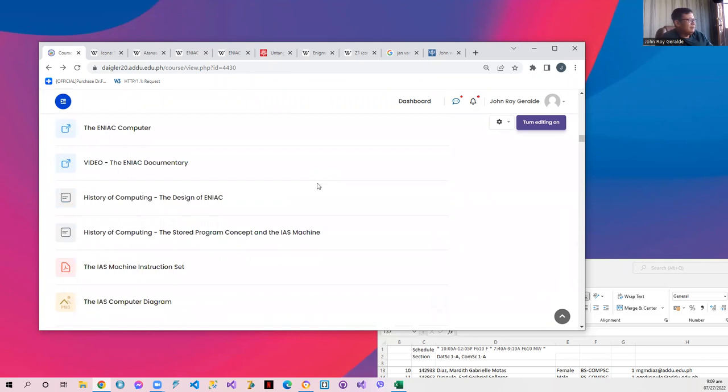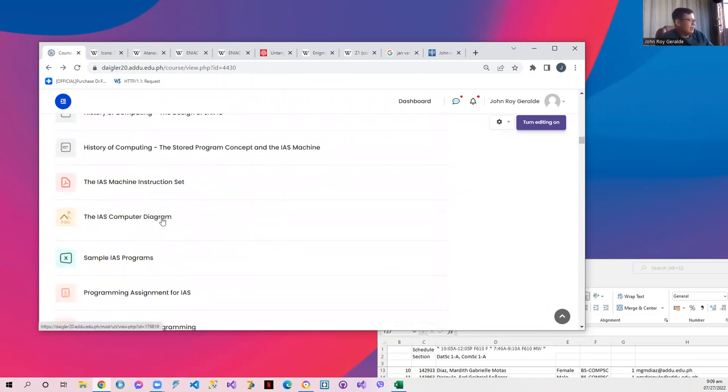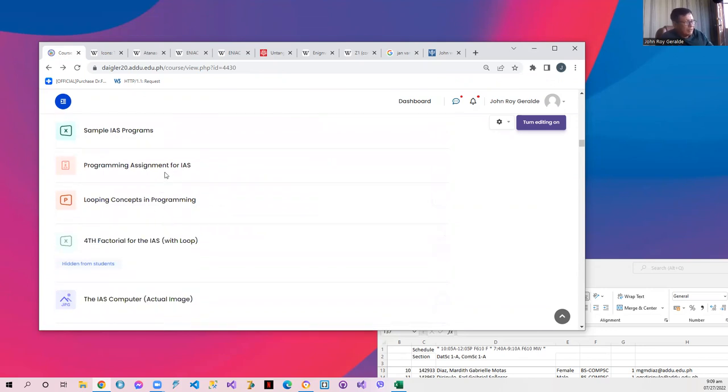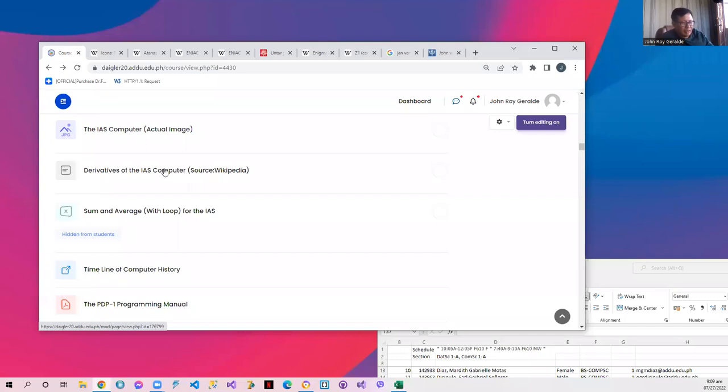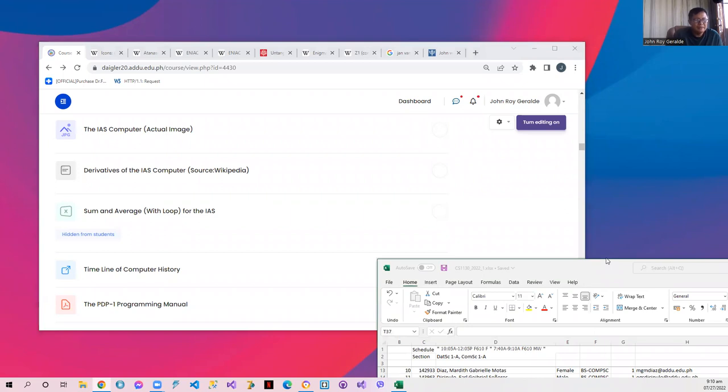Next meeting, we will look at the design of the ENIAC and the design of the IAS, programming the IAS, and then factorial, and others. It's about time to end our session. Questions so far? Did I miss anyone?